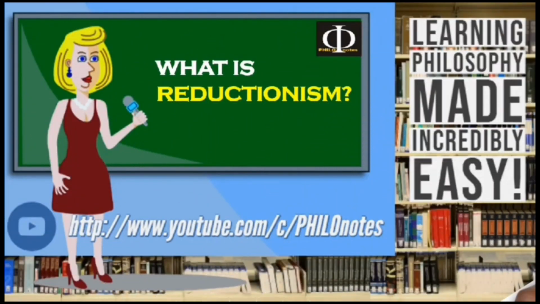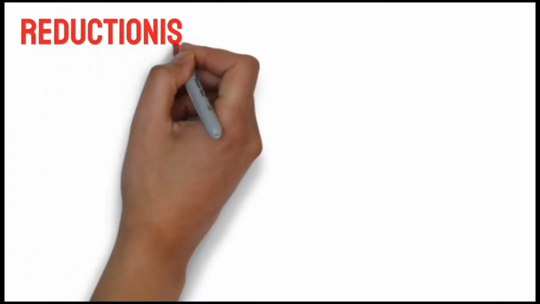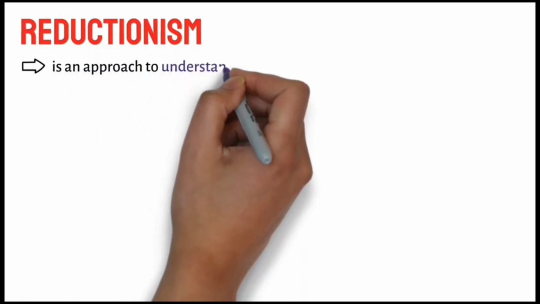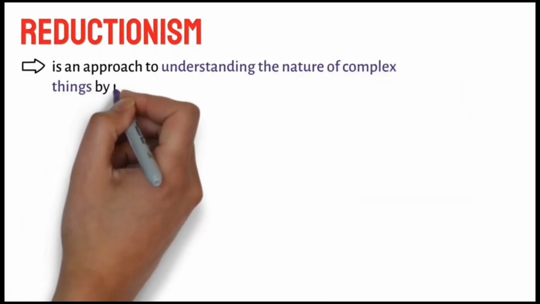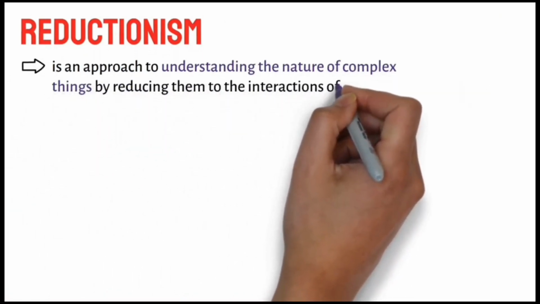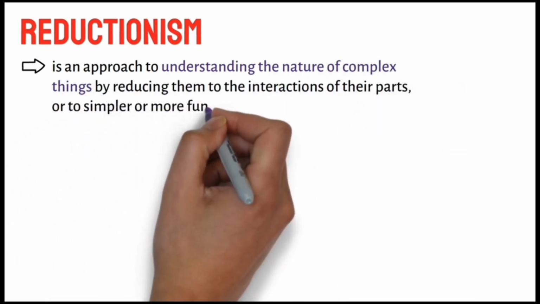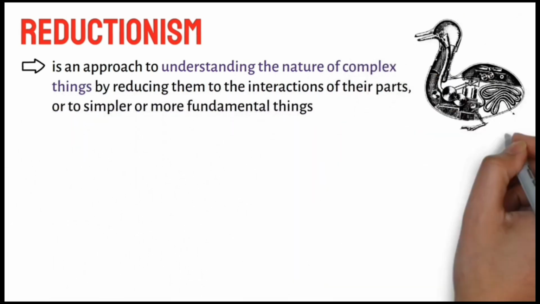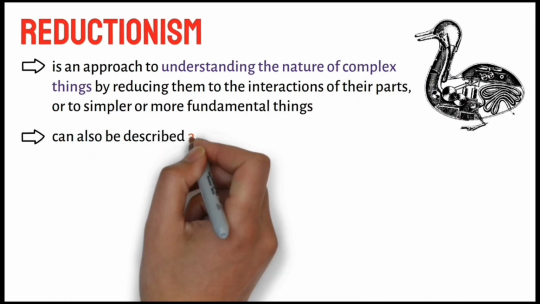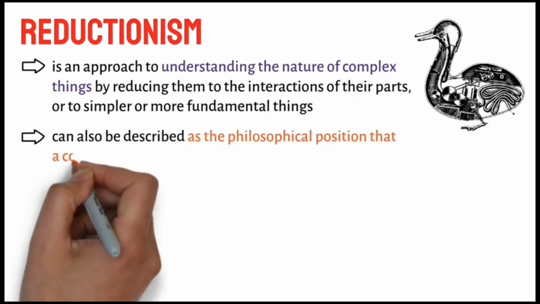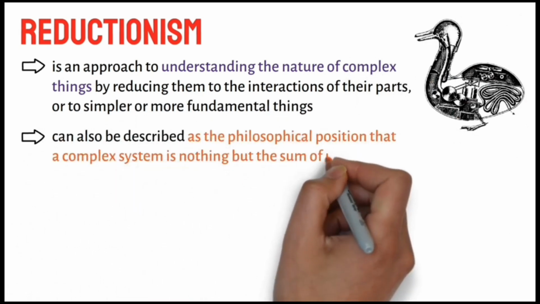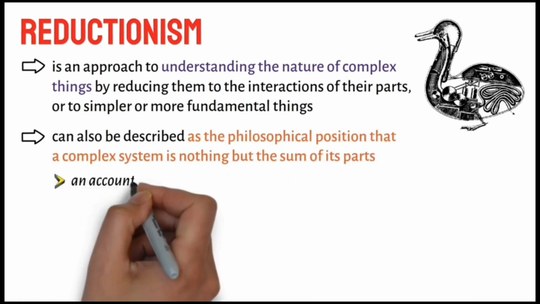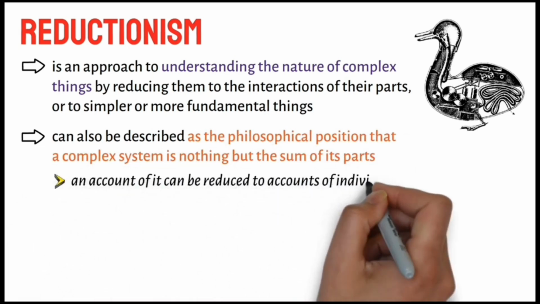What is reductionism? Broadly construed, reductionism is an approach to understanding the nature of complex things by reducing them to the interactions of their parts, or to simpler or more fundamental things. It can also be described as the philosophical position that a complex system is nothing but the sum of its parts, and that an account of it can be reduced to accounts of individual constituents.